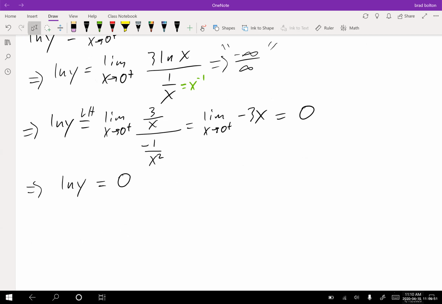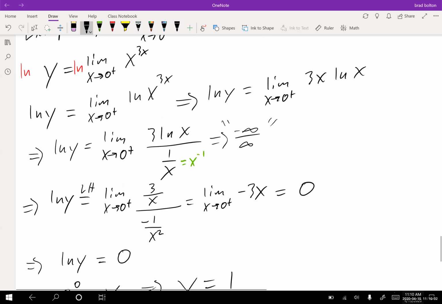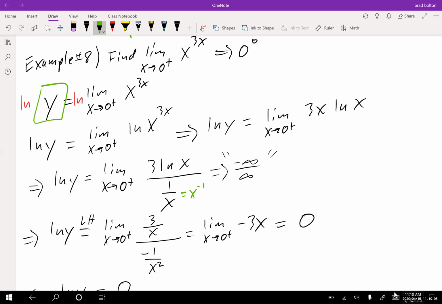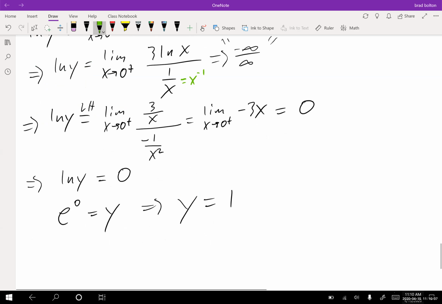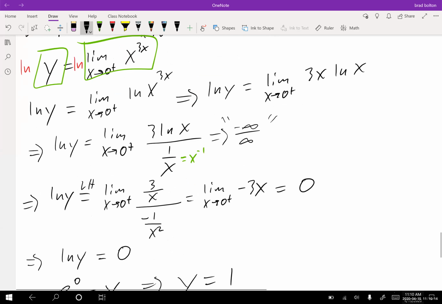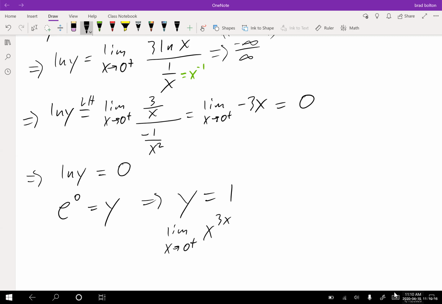So we need to rewrite this in exponential form. This would be e to the 0 is equal to y. So then we know that y equals 1. But what was y? If we go way back up to the beginning, y was this limit. So now we get to say that the limit as x approaches 0 from the right of x to the 3x is equal to 1. And this is our answer, right? Because e to the 0 is 1, okay?